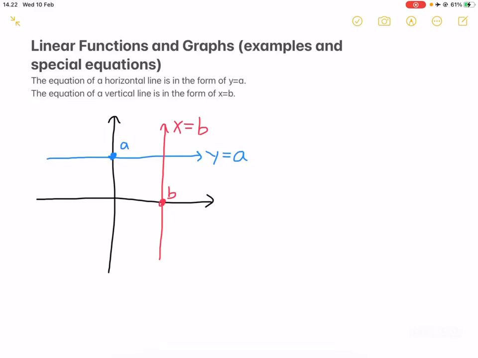Today we're going to talk about some example questions of linear functions and graphs. But first I want to talk about some special equations of horizontal and vertical lines. The equation of a horizontal line is in the form of y equals a, where a is wherever this line intersects the y-axis.